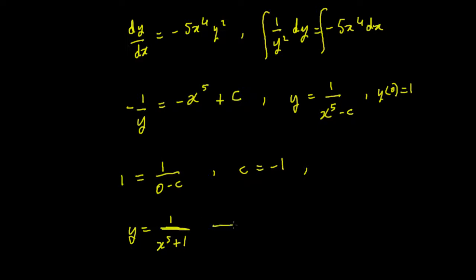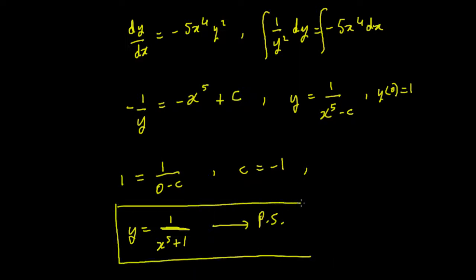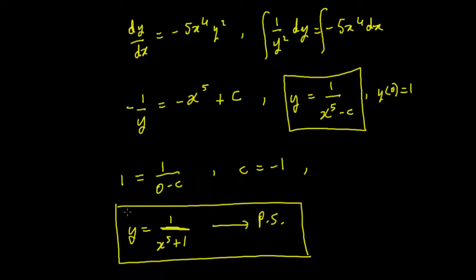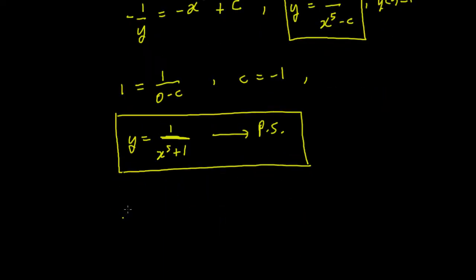So again, that there is a particular solution. And the one we had above, y equals 1 upon x to the 5 minus c, that was our general solution. Okay, so that's us solving this using separation of variables.